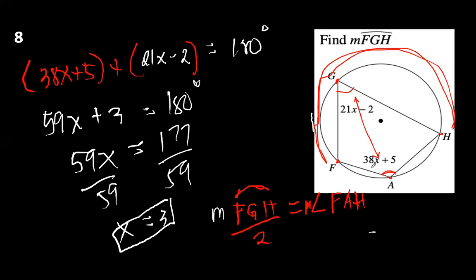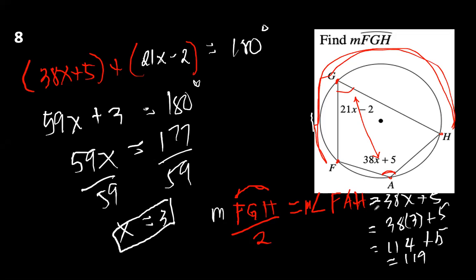FAH is equal to 38x plus 5. And we know that x is equal to 3. So this is 38 times 3 plus 5. So this is what? 114, right? Plus 5. So that's 119. So the measure of angle FAH is 119.